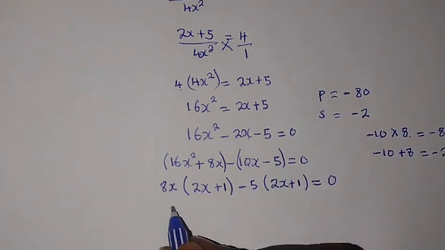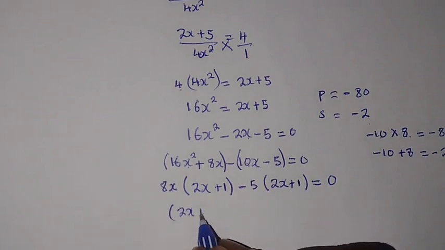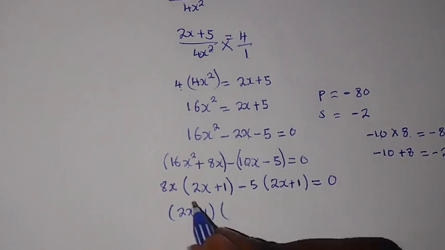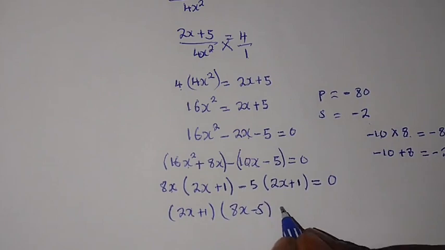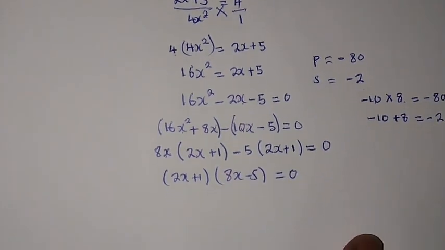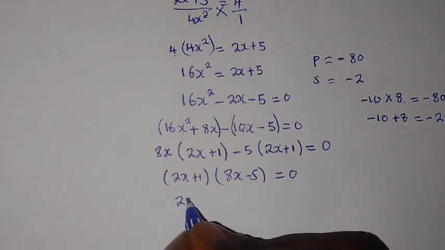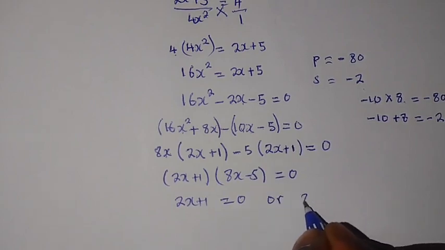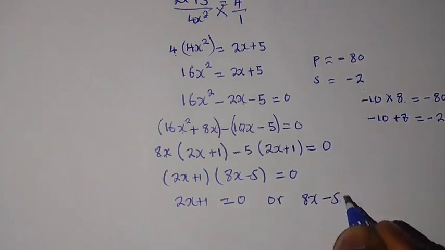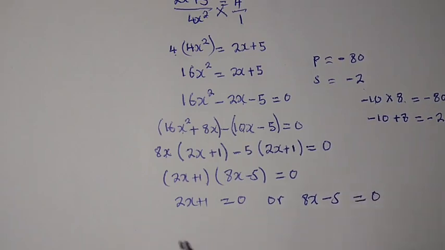So from here, we're just going to pick one, say 2x + 1. Then we also pick 8x − 5. Then we equate to 0. So from here, we can say 2x + 1 = 0, or 8x − 5 = 0. So this one we can say 2x = −1, because this positive 1, when it goes to 0, it will be 0 minus 1, it will be negative 1.